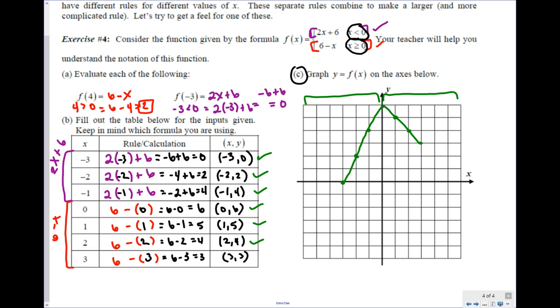Okay? This is the toughest part of this lesson, is this piecewise idea, but the concept is still the same, where you're plugging in an input, getting an output, and coming up with these points to plot on your graph.